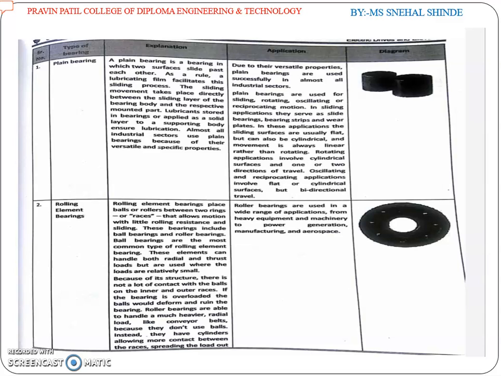Plain bearings are used for sliding, rotating, oscillating, or reciprocating motion. In sliding applications, they serve as slide bearings, bearing strips and wear plates. In this application, the sliding surfaces are usually flat but can also be cylindrical, linear rather than rotating. Rotating applications involve cylindrical surfaces and one of the two directions of travel. Oscillating and reciprocating applications involve flat or cylindrical surfaces but bidirectional travel.